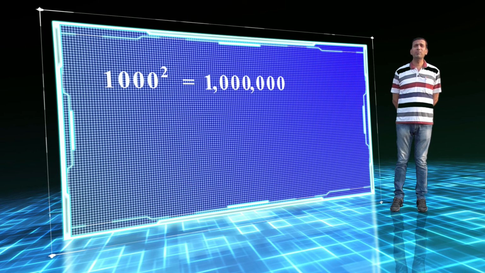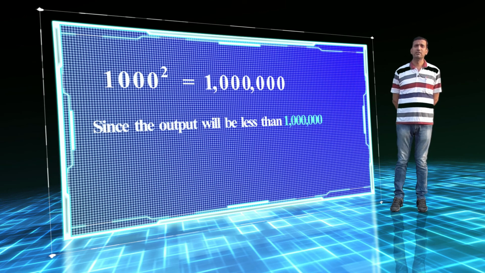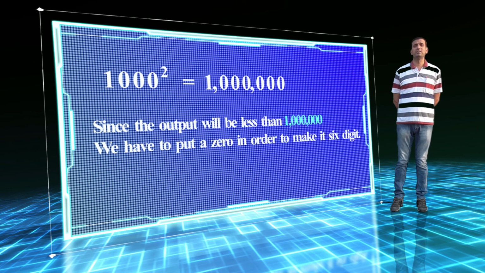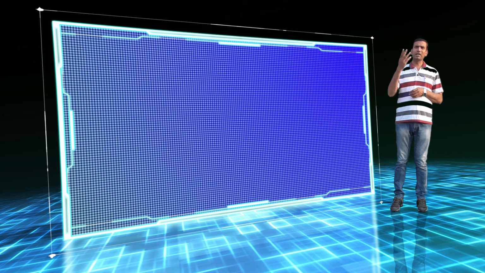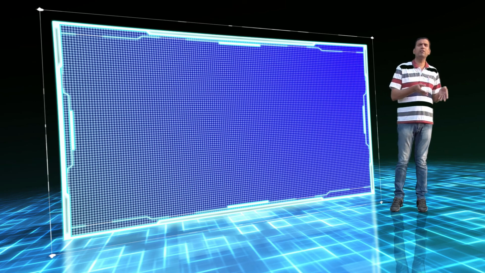So the total number of digits is 7. But as it is less than that, we need 6 digits. If you are not considering 0, then it would have only 5, so you should put a 0. Clear? Now, I will give you an example where the value is greater than the base, and I think this is comparatively easier.